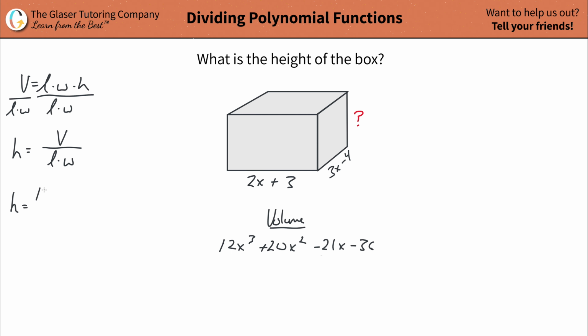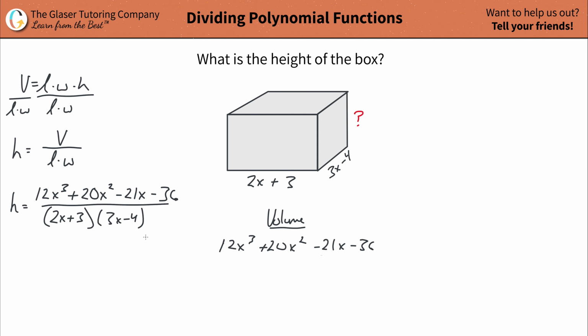All right, so this will be 12x cubed. I know, it's one of those problems. So all I'm going to do is write out the volume here. This is minus 21x minus 36, divided by the 2x plus 3 times the 3x minus 4.